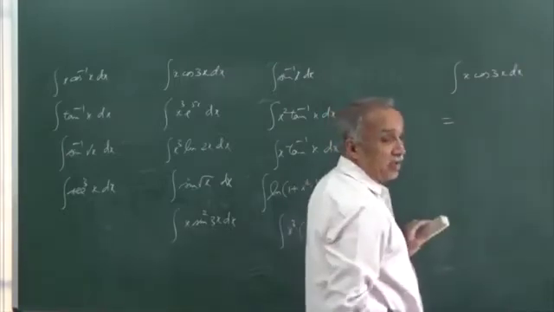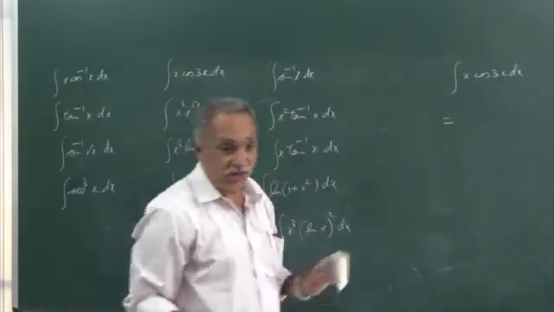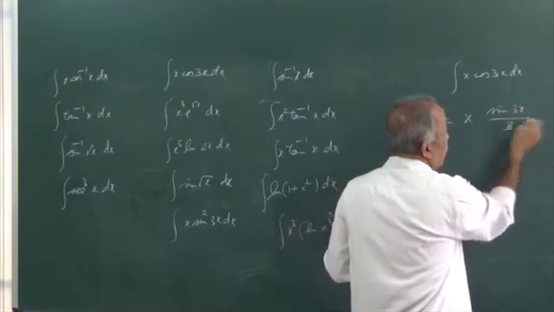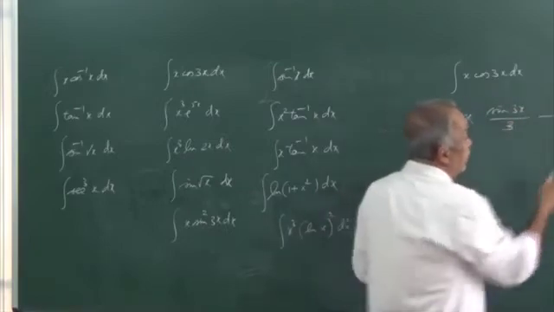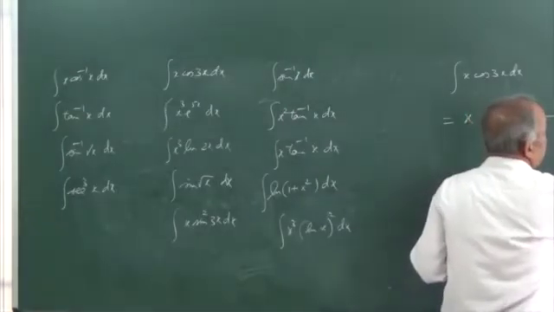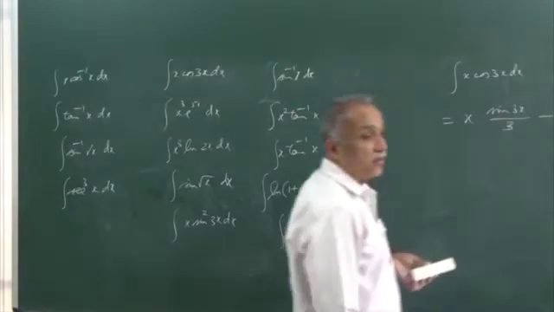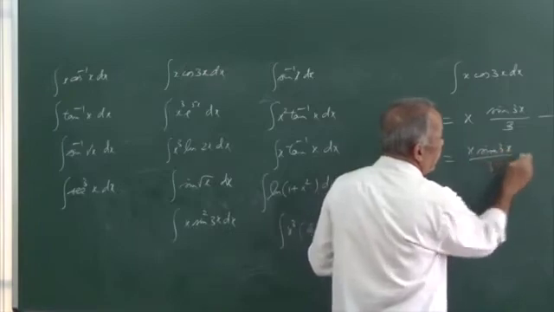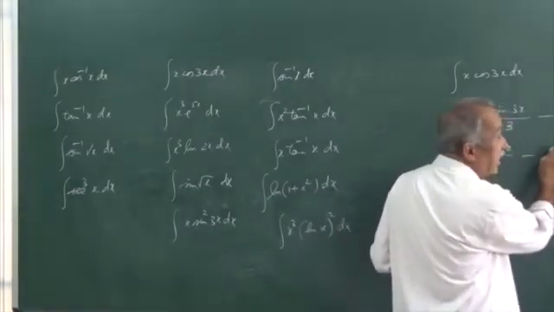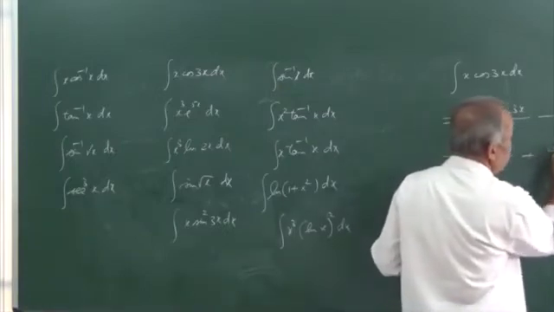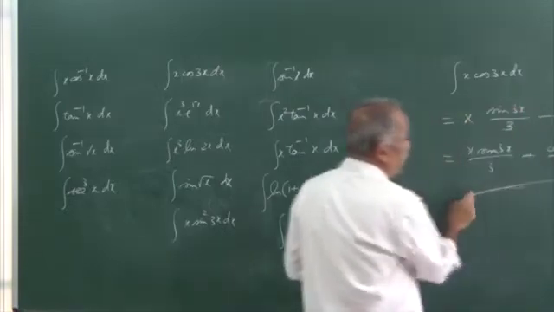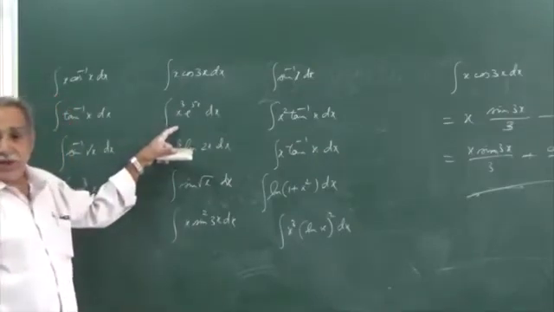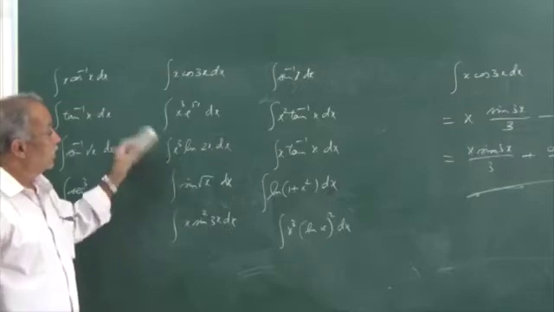A very simple application. Which will be chosen as the first function? x. First function into integral of the second, minus integral of derivative of first, integral of the second, sin 3x by 3 dx. Next step, x sin 3x by 3 minus integral sin 3x, minus cos 3x by 3, add a constant of integration because the job has been finished. Has already been tried.